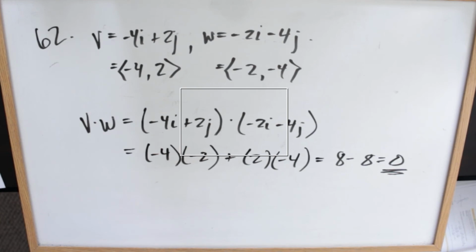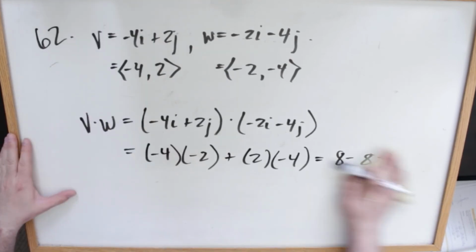So my camera just shut off, so give me just 1 second to get that back up. So when the dot product between those two equals 0, that means that those two vectors actually form a right angle with one another, 90 degrees. So that's just kind of a little side note. So that's our solution for question 62.